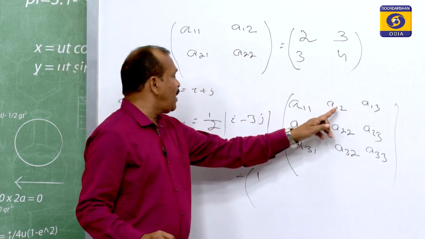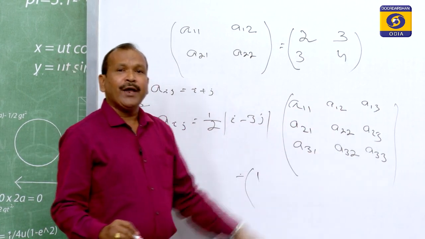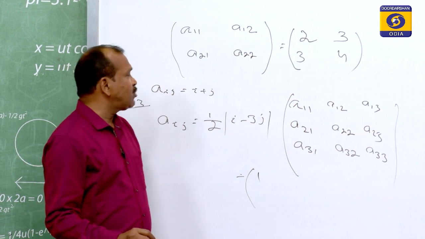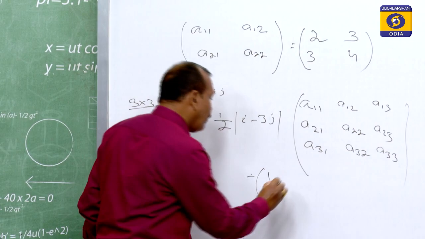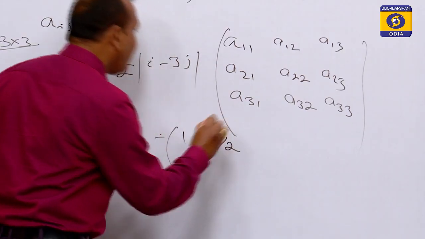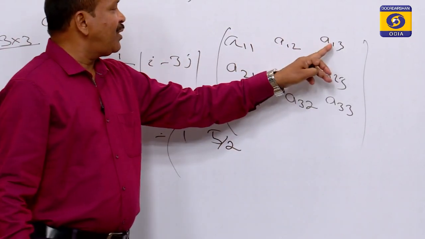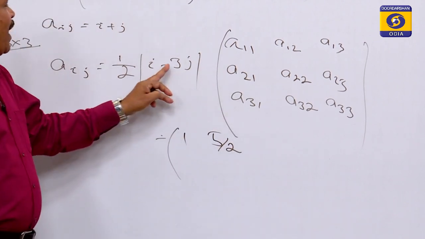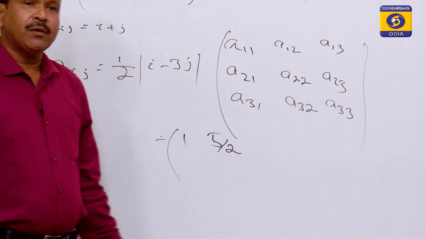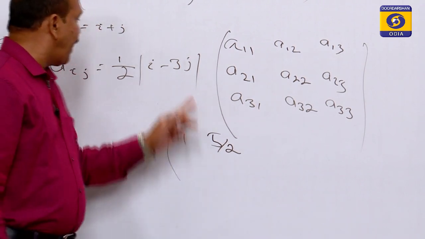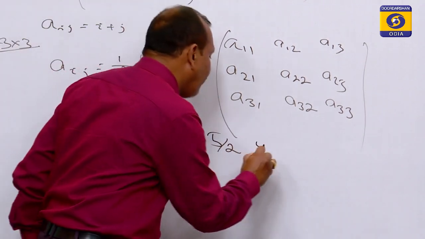Similarly, A12: 1 minus 3 into 2, that is 1 minus 6, which is equal to minus 5. Minus 5, the mod becomes 5, so 5 by 2. Similarly, A13 becomes 1 minus 3 into 3, 3 into 3 is 9, 1 minus 9 becomes minus 8, the mod is 8, 8 by 2 becomes 4.